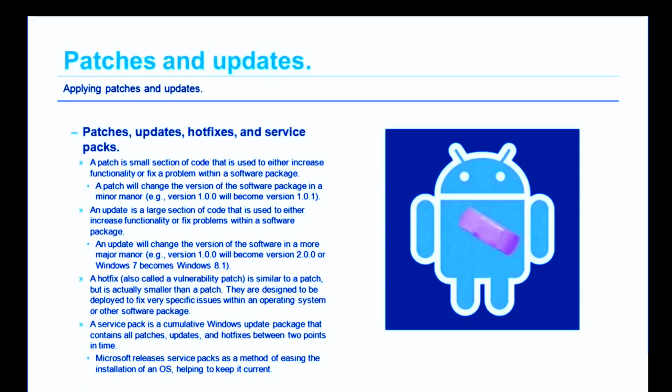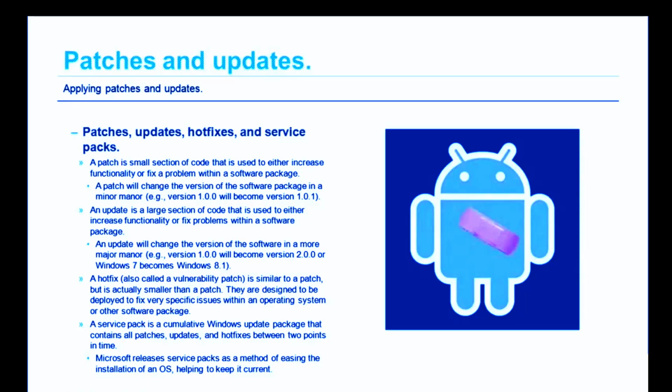An update is a larger section of code that is used to either increase functionality or fix problems within a software package that become known after production. An update will change the version of the software in a more major manner, as in version 1.0.0 will become version 2.0.0. Or, using a Microsoft example, Windows 8.0 became Windows 8.1.